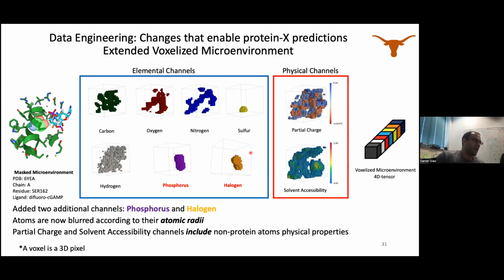So here we have 2 new channels, and now the partial charge and solvent accessibility channels also have values for the non-protein atoms. For example, you can see here in this masked microenvironment, we masked a serine residue shown here as green spheres. This difluorocyclic GAMP: you can see here in purple, we have 2 phosphorus atoms, and in orange right here and right here, we have 2 fluorine atoms.